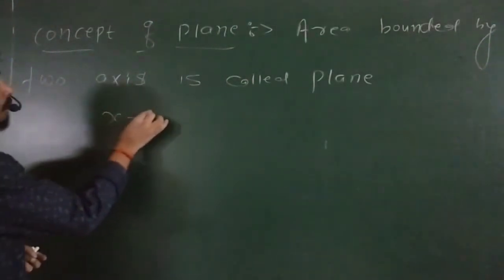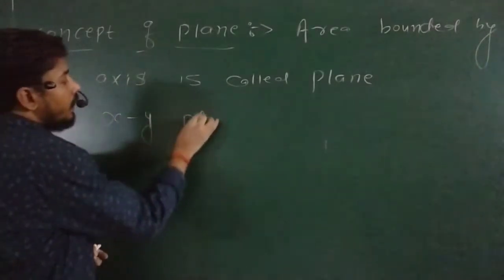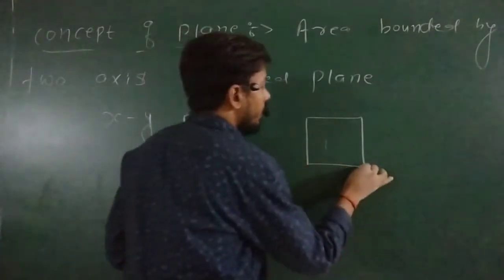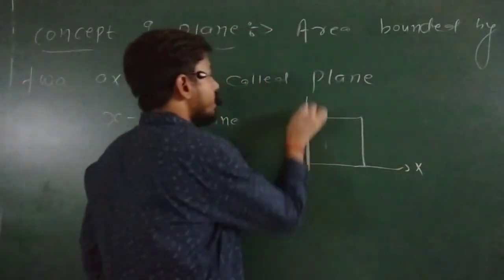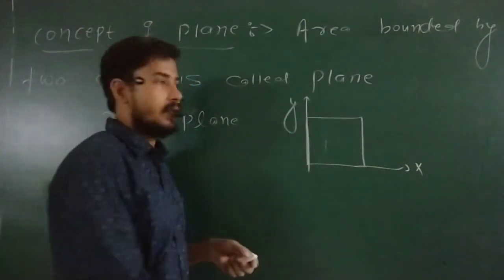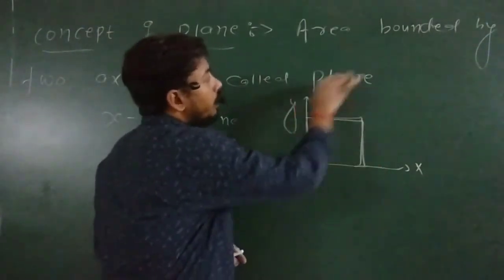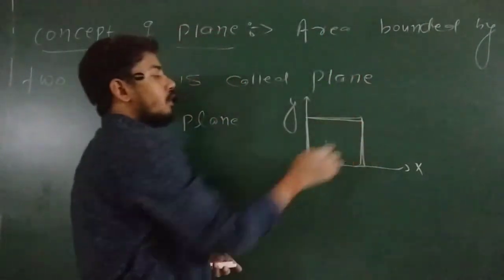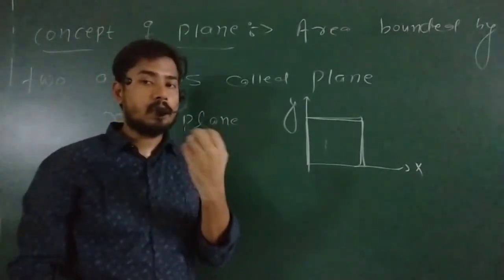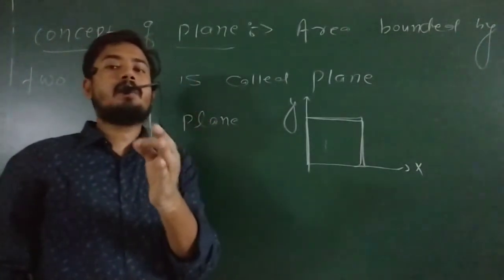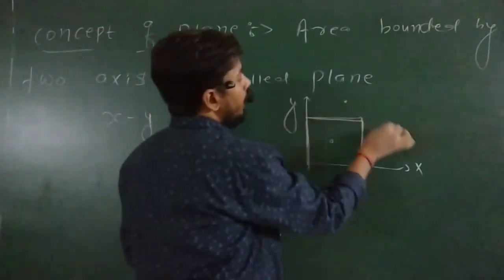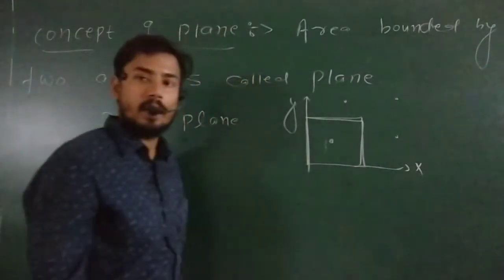Like suppose that I am saying xy plane. So xy plane means like that. This is one plane. This will be its x-axis, and this will be its y-axis. Not only this one, this whole space in the xy system is called the xy plane. Getting my point? Suppose someone says a point lies in the xy plane, it means that point may be here, may be here, may be here, may be here, right?